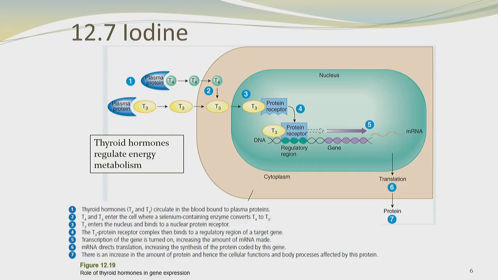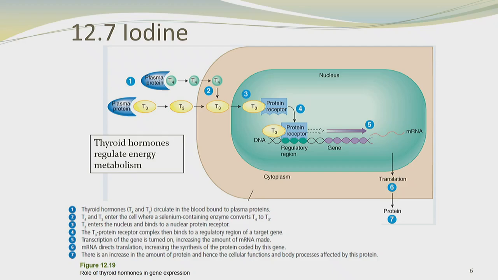So T4 and T3, keep in mind these are hormones. They enter the cell where a selenium-containing enzyme is able to convert T4 to T3. And this is very important. This is indicated here in step 2. And this conversion is very important because it is T3 which now goes into the nucleus, acting as some kind of a ligand and binds to the nuclear protein receptor.